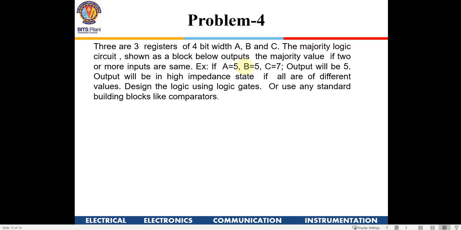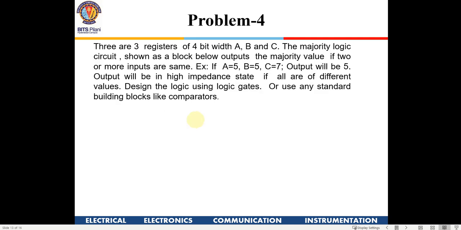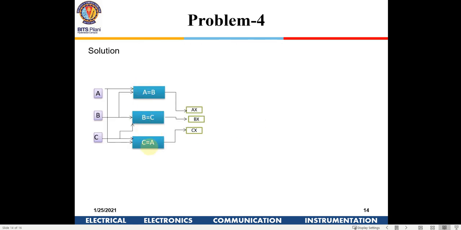Okay. So the next problem is there are 3 registers of 4-bit, A, B, C, and the majority circuit is shown as the block below. It says if A and B both are of the same value, then the output should be that value, otherwise it should be of high impedance. So this is the circuit.